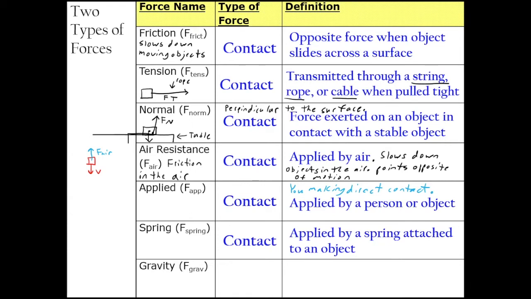And gravity is the only force on our list that's going to act at a distance. And what we mean by acting at a distance is that gravity does not have to be touching an object in order for it to occur. So think about that, right?